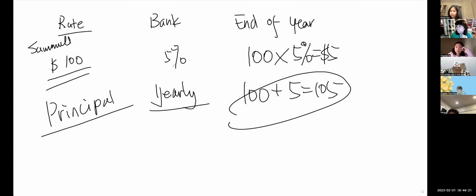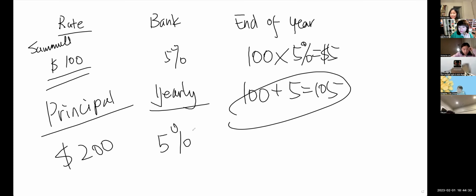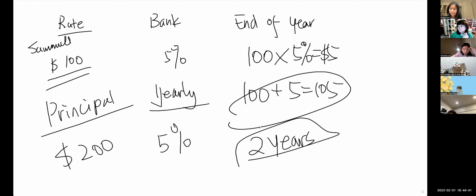Understand, everybody? Okay, so if you have $200, you are a little bit richer than Samuel. The bank still gives you 5% yearly, and you decided to give the bank the use of it for 2 years. So my question is, at the end, how much money are you going to get from the bank?